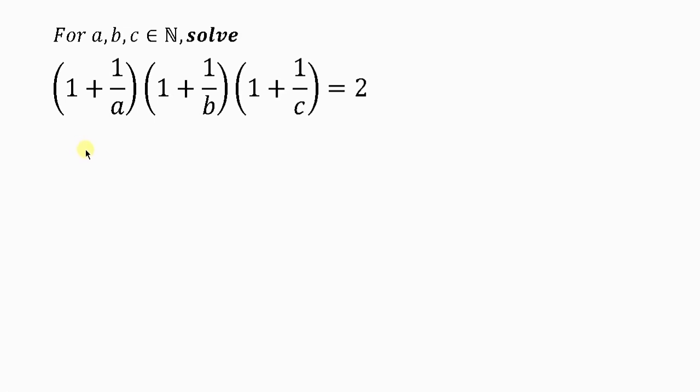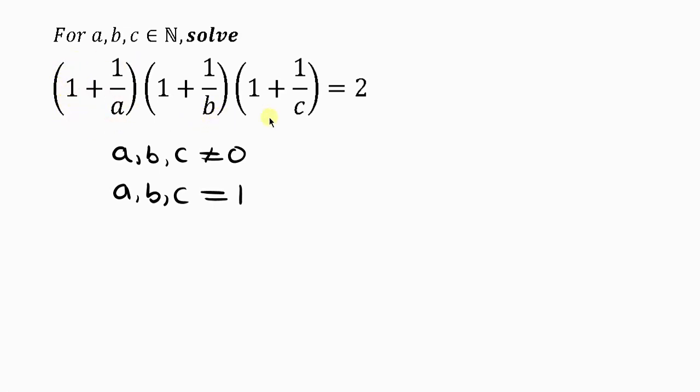Well, since a, b, and c are natural numbers, that means a, b, and c cannot be equal to 0. But what if either of a, b, and c is equal to 1? Let's say a is equal to 1, for example. That means this first factor becomes 1 divided by 1, that's 1, plus 1, that's 2. So this first factor is 2.